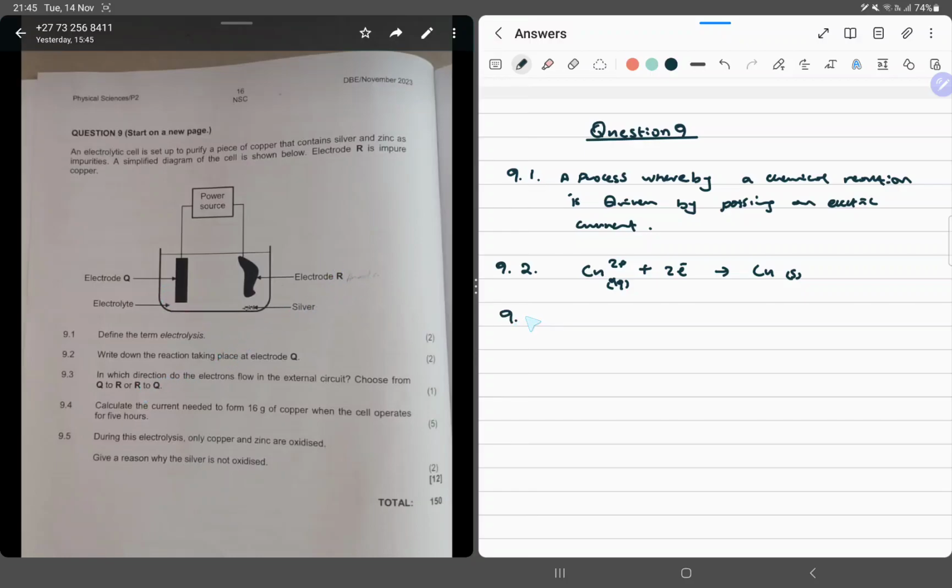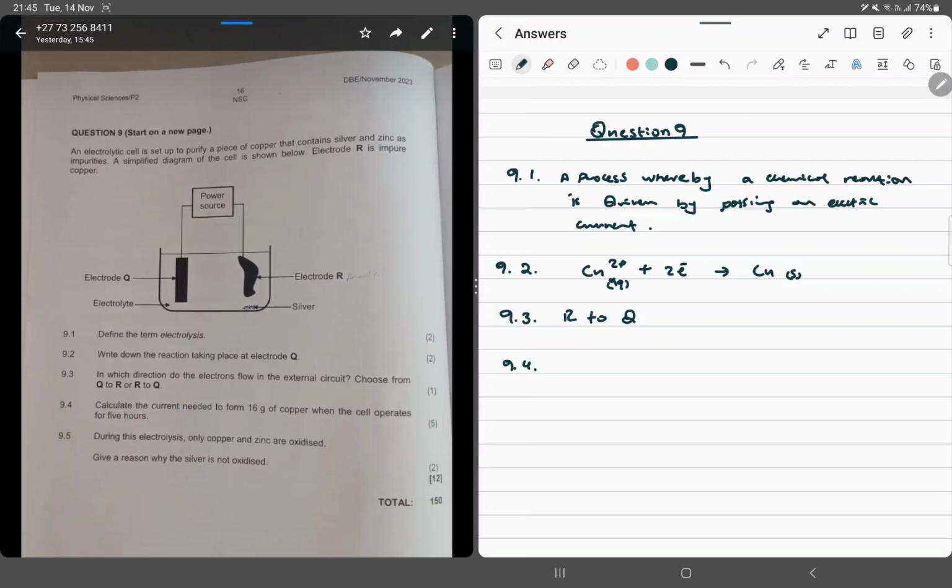So 9.3 is going to be R to Q. All right. Easy 2 marks there. So 9.4. Now it says calculate the current needed.